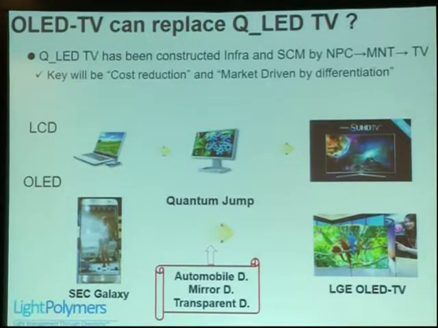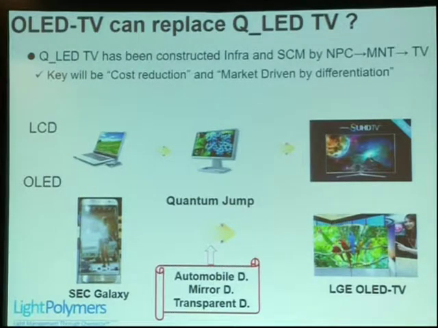there are other new applications, which are automobile displays, mirror displays, and transparent displays. Maybe LCD cannot be adapted to these applications. This is my opinion. The OLED applications are automobile mirrors, and then, what can I say?